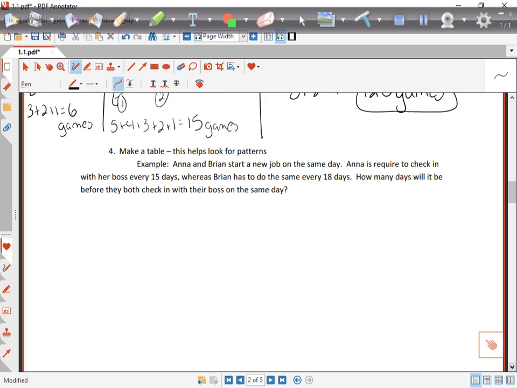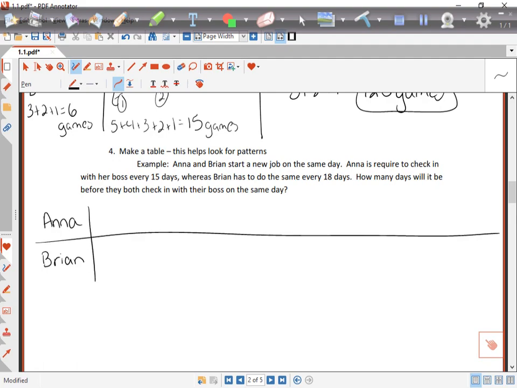So what we could do here is make a table, and I'm going to do it horizontal just because I've got room that way. You could also do this vertically. Okay, but let's start with Anna. She has to meet with her boss every 15 days. So she meets with her boss on the 15th day, add 15, go 30, and keep adding 15 for a while. I'm going to stop there. We could always go back and add 15 more if we need to.